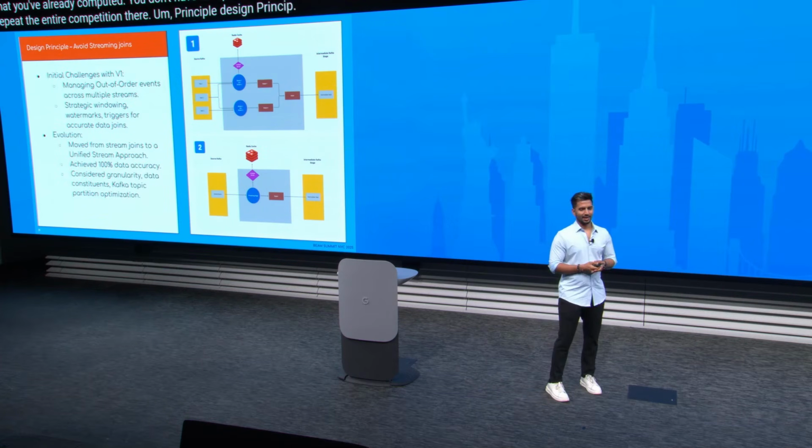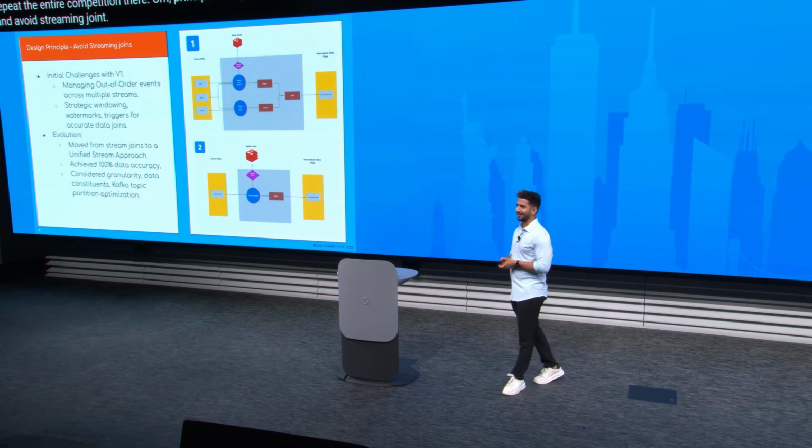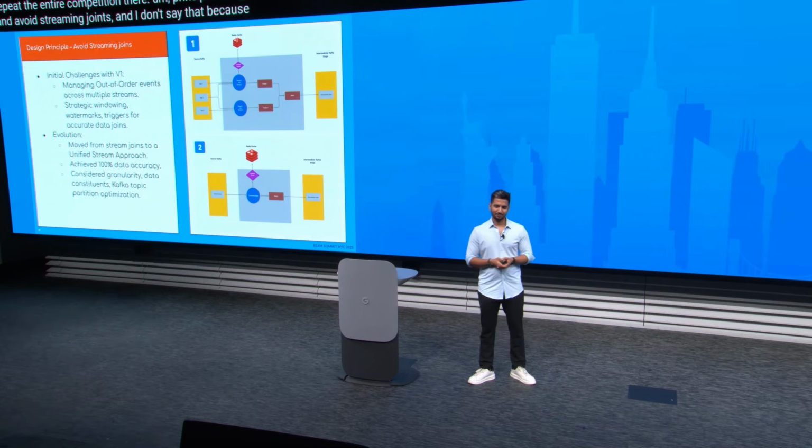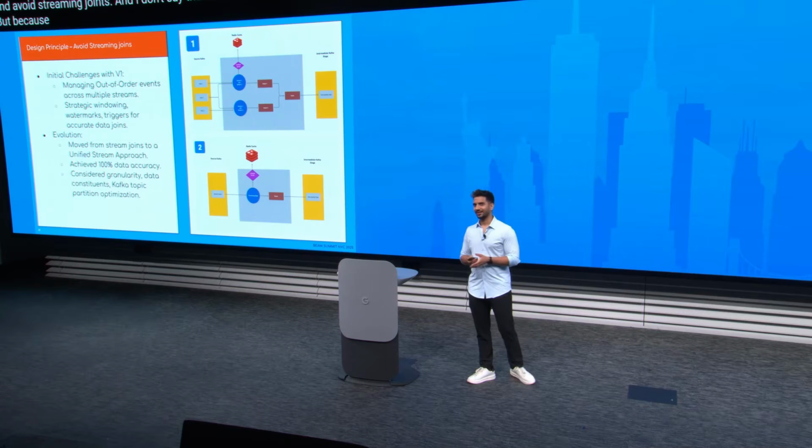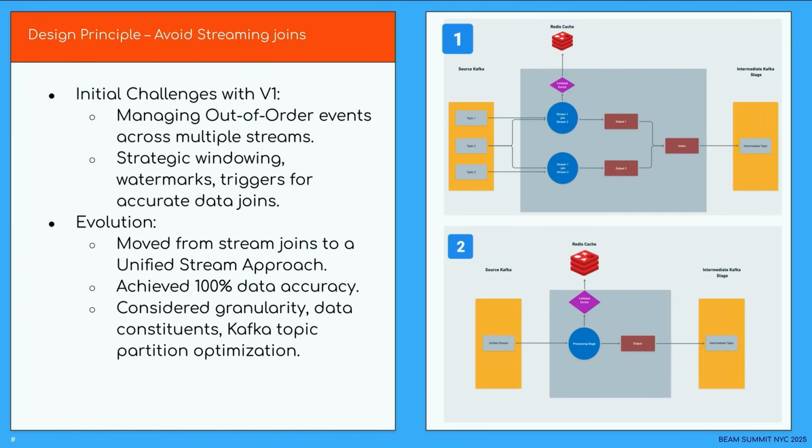Design principle 2, try and avoid streaming joins. I don't say that because it's not possible, but because they are complicated. They introduce edge cases and operational complexity, and it's very difficult to reason about them at scale and debug. FYI, we did not start that way. In our V1, we had a lot of stream joins, and that's possible due to Apache Beam's rich set of features like windowing, triggers, and watermarks. But there were some issues, as I mentioned.